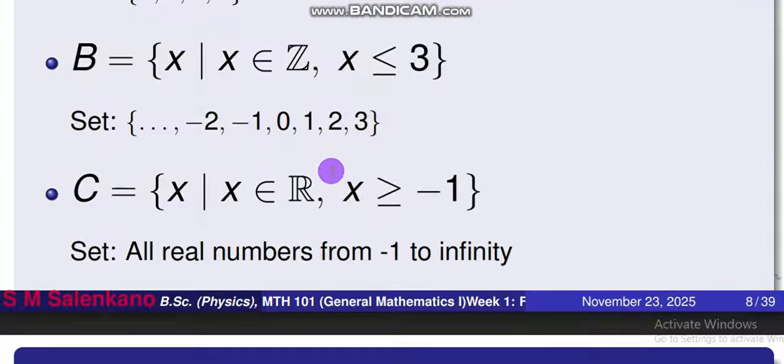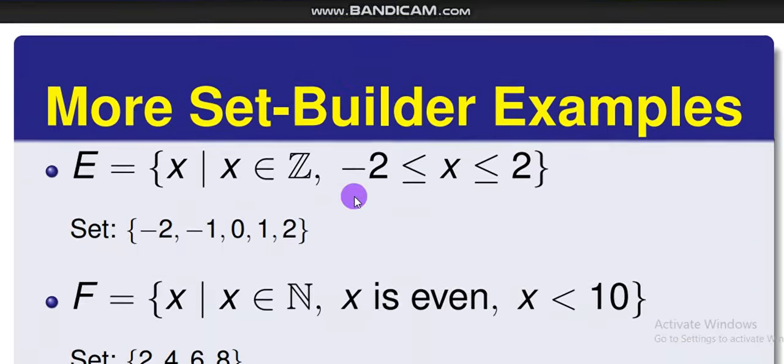The next condition says that X is greater than or equal to -1. So this means set C is a set of all real numbers from -1 to infinity. There is no end to that set. So this is all about set builder notation.